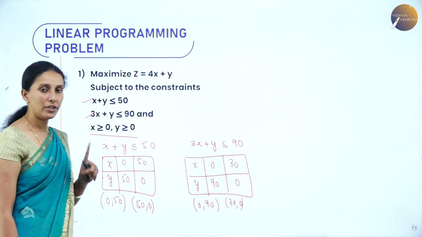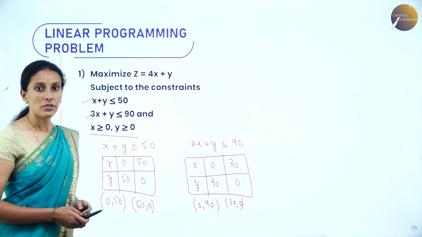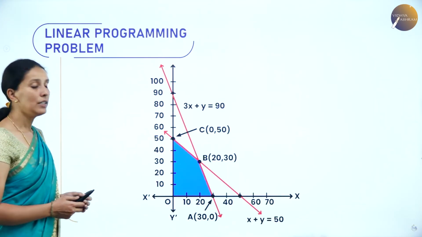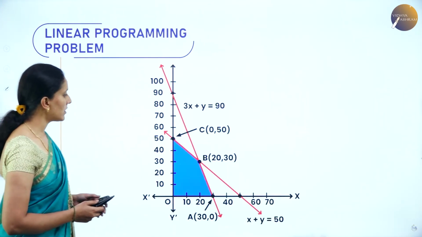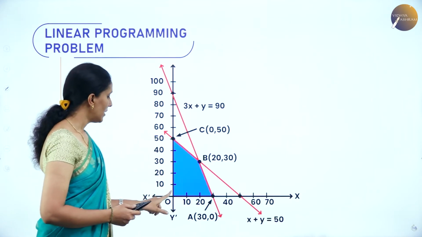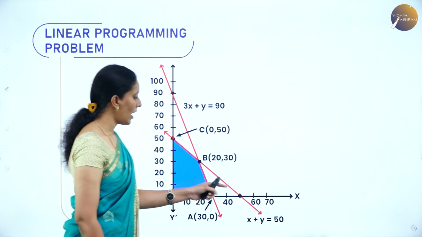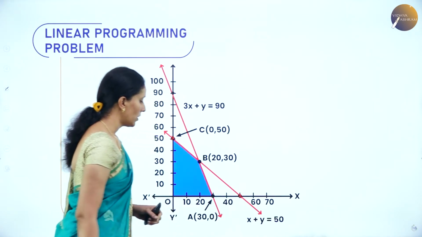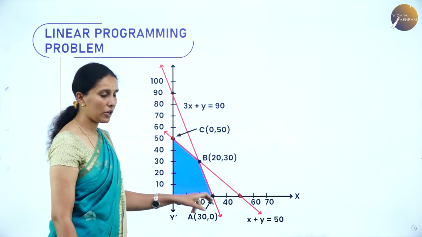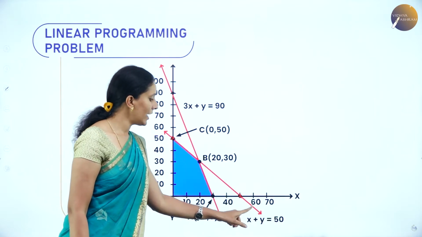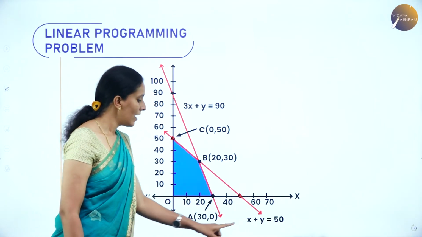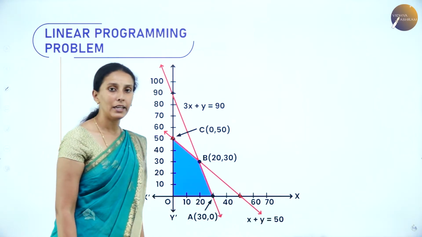Now plot the points on the graph and draw a line. This is how we will get the solution region. See here, the first point is (0, 50), and this is the point (50, 0). Draw a straight line using your scale and write the linear inequality.